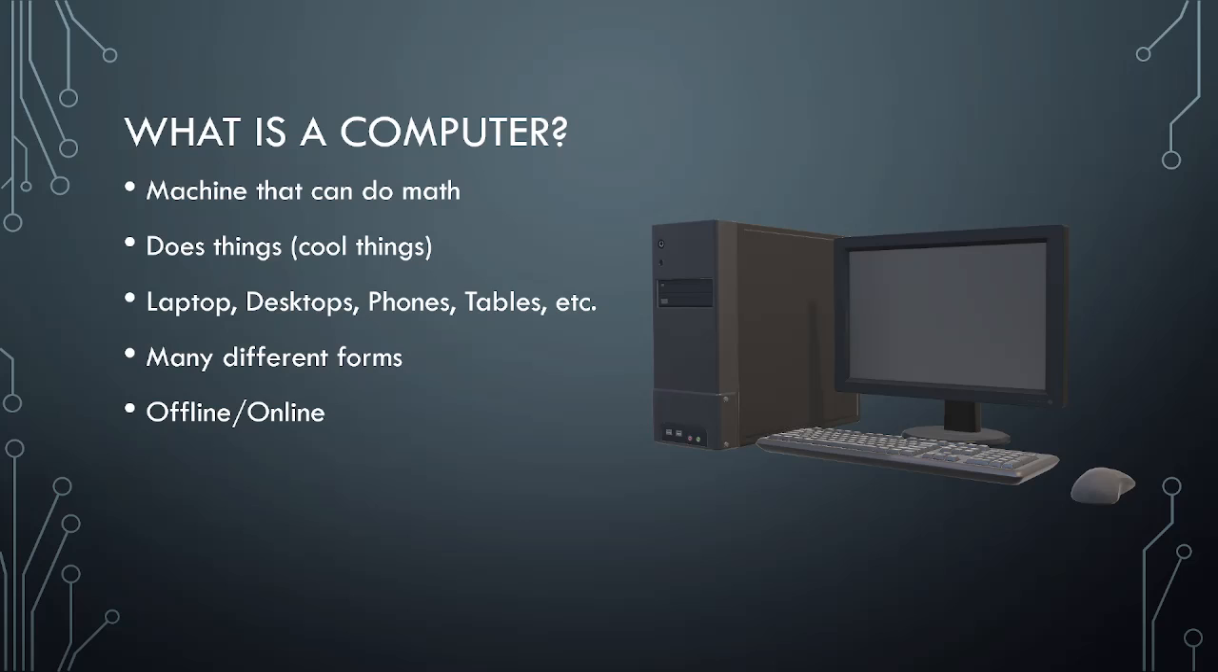A computer is essentially a machine that can do math, and in doing math can do a lot of other cool things. One thing that we need to know about computers, it takes many forms and shapes, and it also has different qualities. These qualities, in networking, can be either offline or online. But in the context of computer networking, what does that mean?